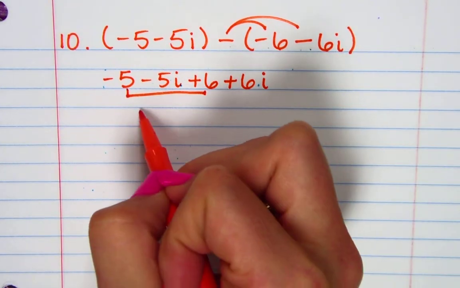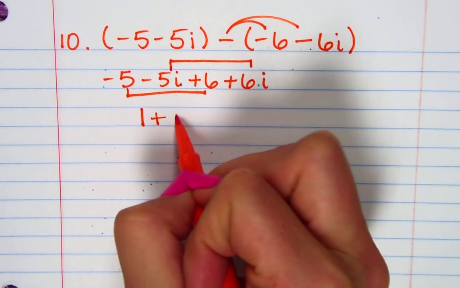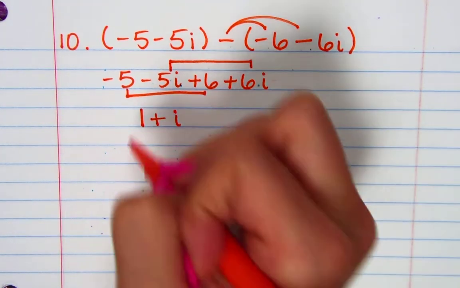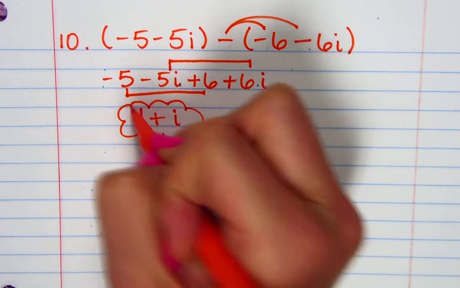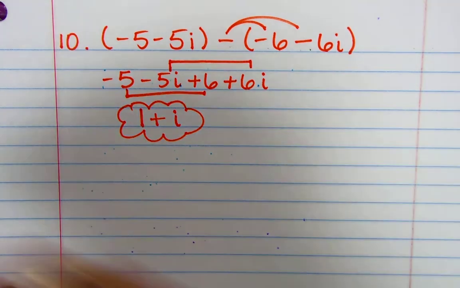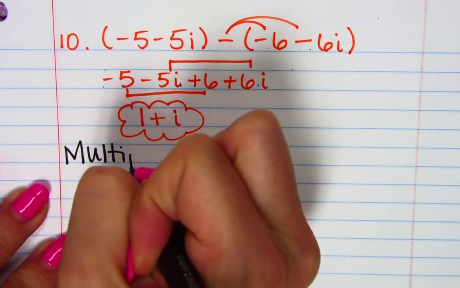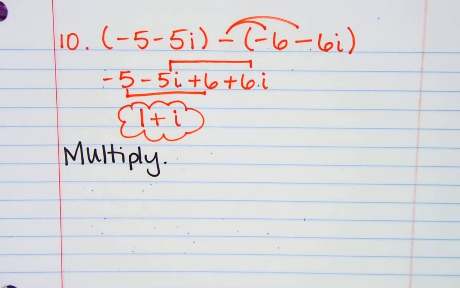-5 plus 6, 1, right? And -5i plus 6i, 1i. 1 plus i. Easy peasy. Okay, all right, 3 more. Next we're going to multiply. Combine like terms if you need to, okay? You will need to sometimes.